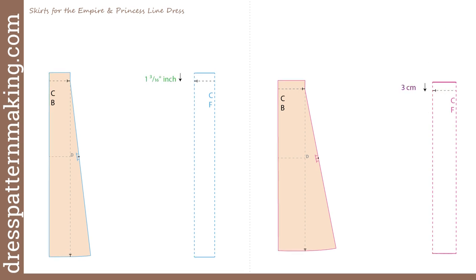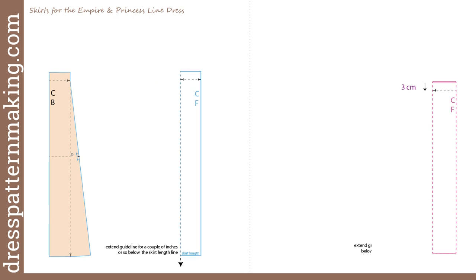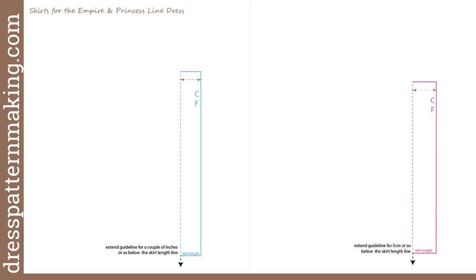Marking the line 1 3/16 of an inch or 3 centimetres below the empire line and placing a notch mark at the side seam edge, not the centre front. Extend the guideline down below the skirt length. The centre front doesn't have to be extended because again we're not adding flare to the centre front, besides which the centre front line is not a guideline.